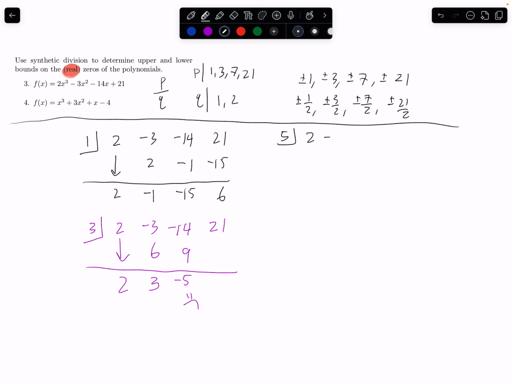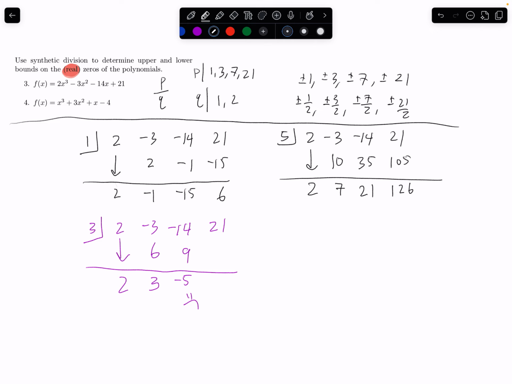I'll do the same thing. 2, -3, -14, 21. Bring the 2 down. 2 times 5 is 10. Add those together, I got 7. 7 times 5 is 35. 35 plus -14 is going to be 21. 21 times 5 is going to be way bigger than I need it to be. 105. It's going to give me 126.